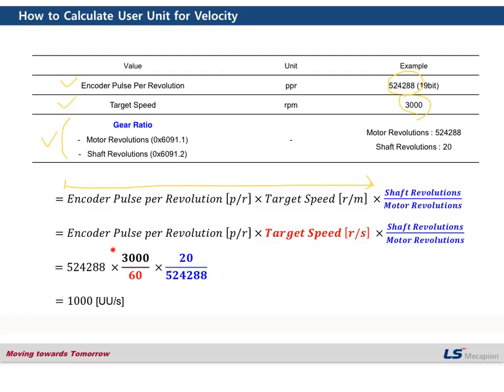Encoder pulse per revolution should be 54288, and 3000, and to convert units from minutes to seconds, we need to input 60, and 20, which is shaft revolutions, and 54288, which is motor revolutions. By this process, we can get 10,000 user unit per second.